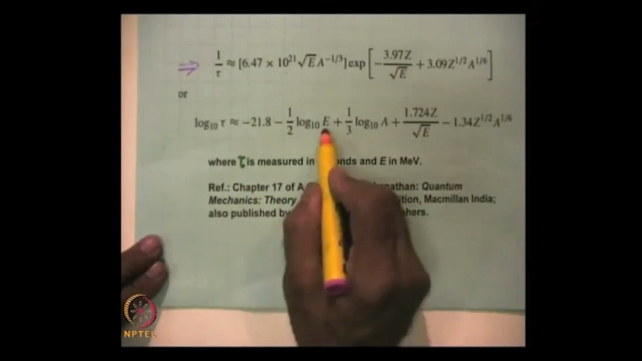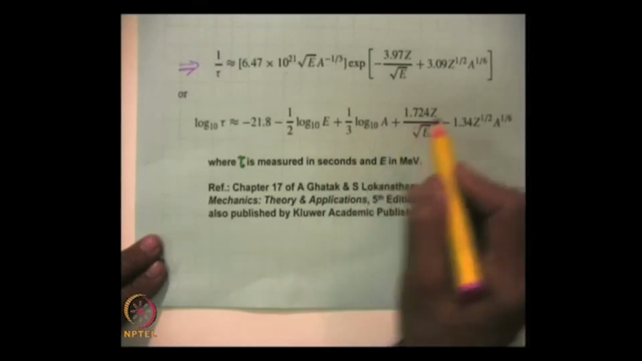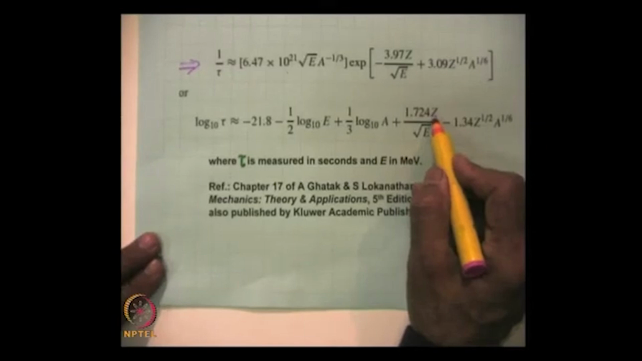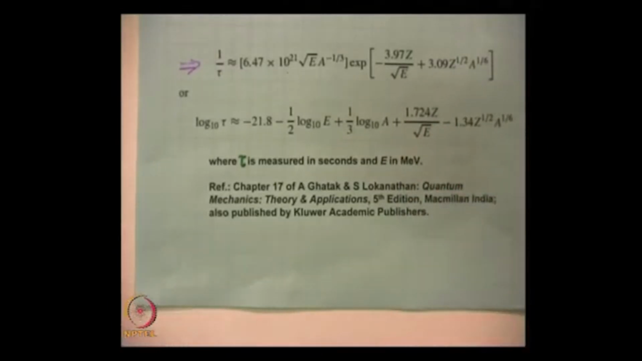So, E is the energy in MeV of the alpha particle coming out of the nucleus, A is the mass number of the nucleus, Z is the atomic number, the charge of the daughter nucleus, and all symbols are defined. So, let me now consider two simple examples.